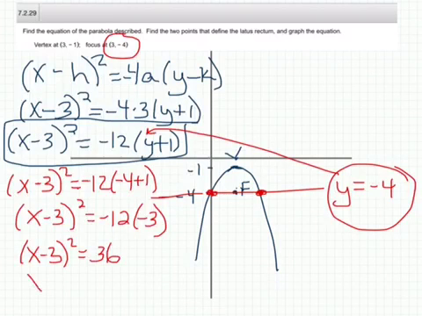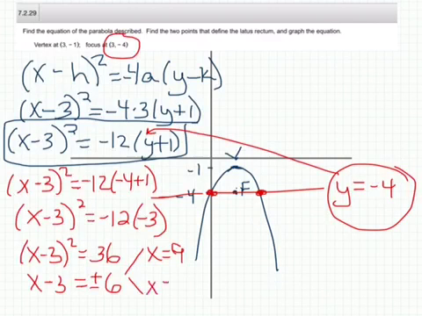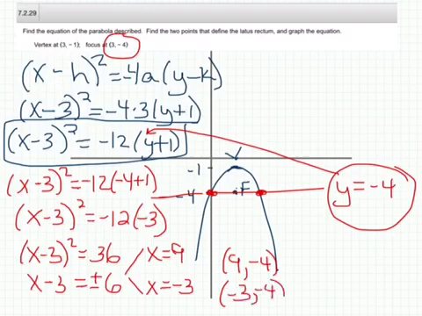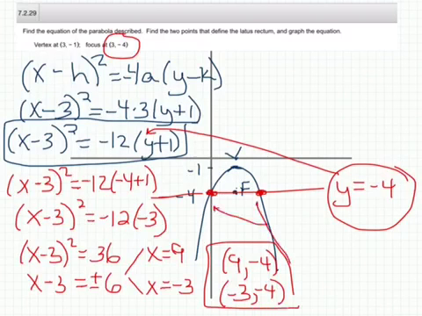And square rooting both sides, we have x minus 3 equals plus or minus 6, which gives us the two x values. x equals 6 plus 3, which is 9, and -6 plus 3, which is -3. So we have the two points: x equals 9 and y equals -4, and x equals -3 and y equals -4. And these 2 points must be those 2 points that define the latus rectum.